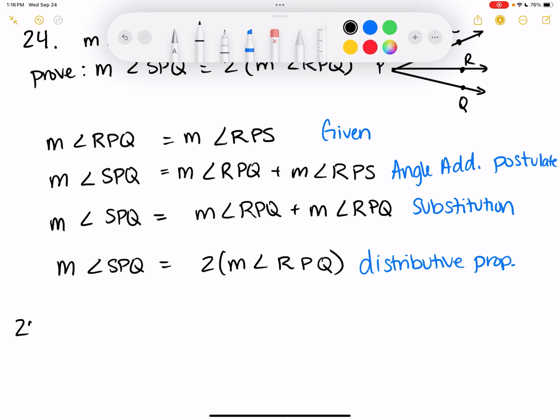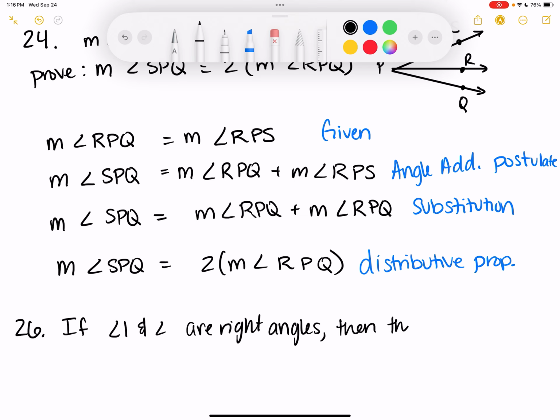Sometimes they give us a statement in if-then form. So they gave us in 26, if angle 1 and angle 2 are right angles, so that means each one of them individually, then they are supplementary.